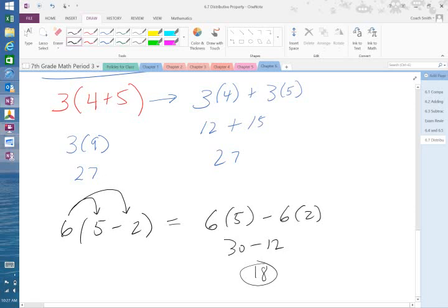Now, you might say that, well, why do I need to do that? I can just take 5 minus 2 is 3. 6 times 3 is 18. Okay? That is true. The problem you're going to have is this. I want to show you.